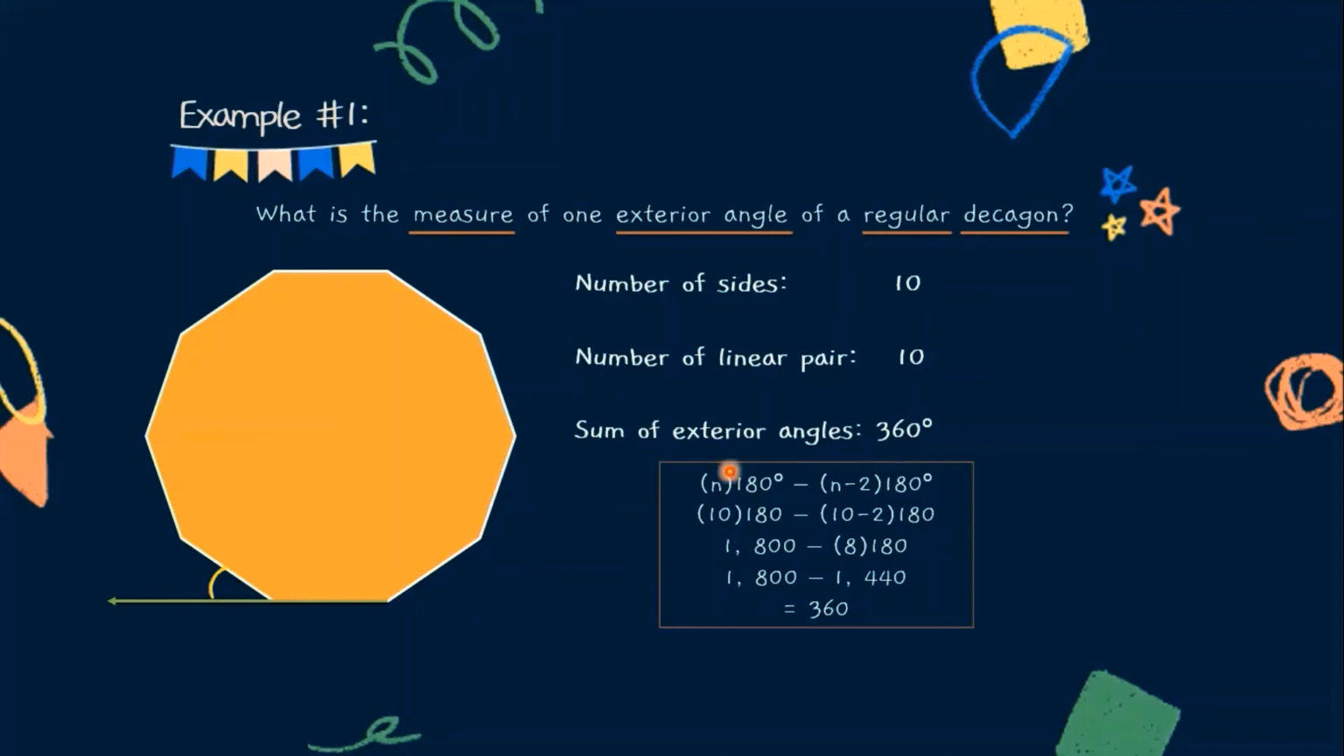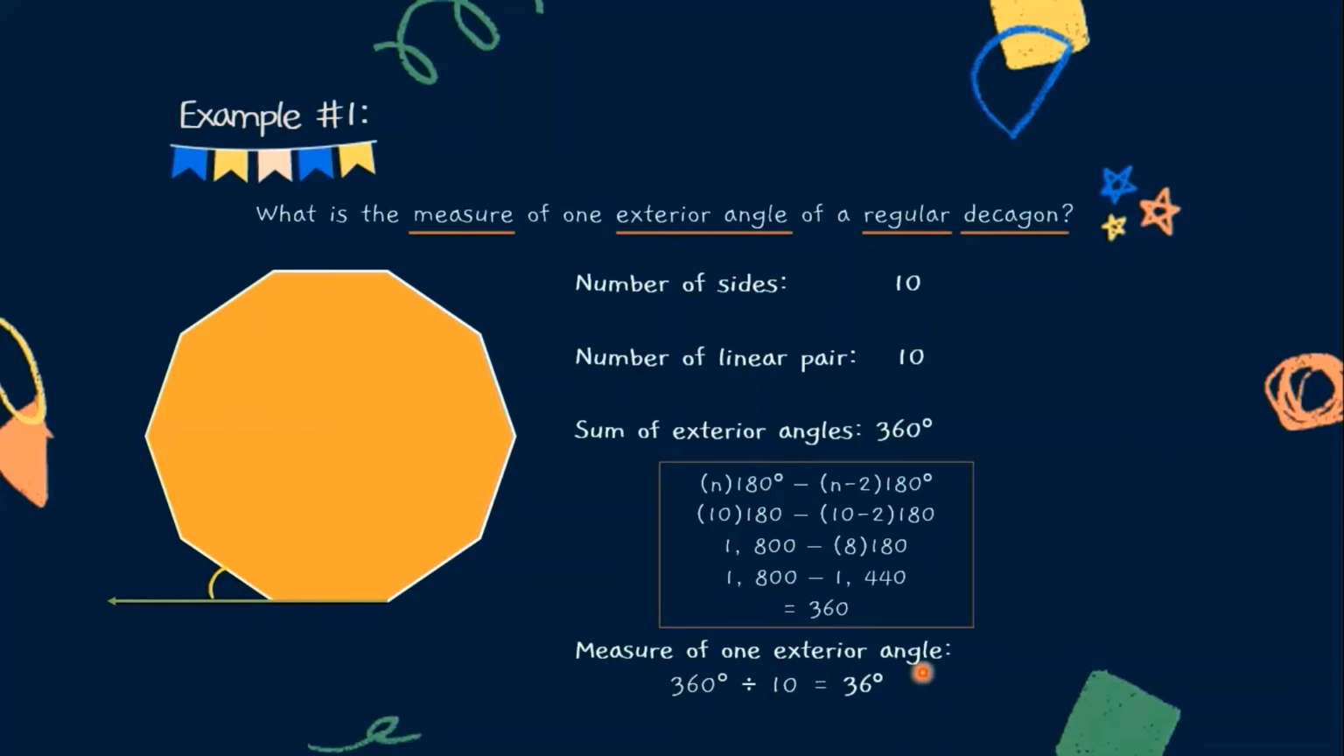Ang meron tayo ay sum of the exterior angles. Therefore, ang 360 degrees ay sukat ng kabuuan o lahat ng mga exterior angles. Ang hinahanap ay sukat lang ng isa. So, what we will have to do for us to get the measure of one exterior angle is to divide 360 degrees by the number of sides of the polygon. So, this is a decagon with 10 sides, kaya divide natin siya by 10.